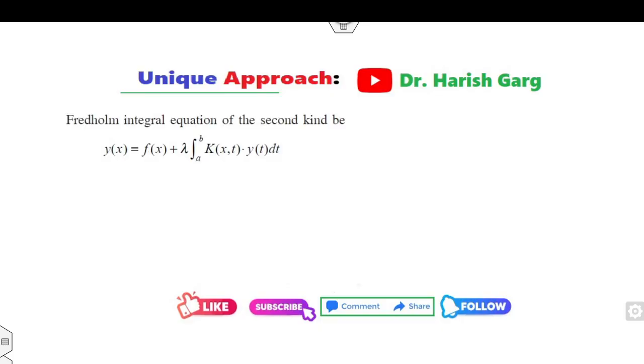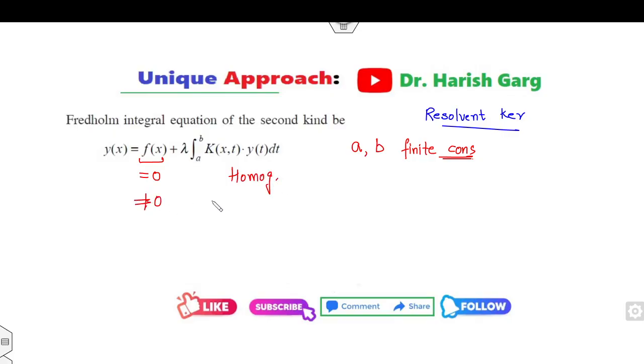Now, what is the objective of this lecture? We will see how you can find the resolvent kernel of the Fredholm equations. So this is the equation of the Fredholm. Make sure that the integration limits, a and b, are finite constant values. If f(x) is 0, then we call it a homogeneous integral equation. If f(x) is non-zero, then we call it a non-homogeneous Fredholm equation.